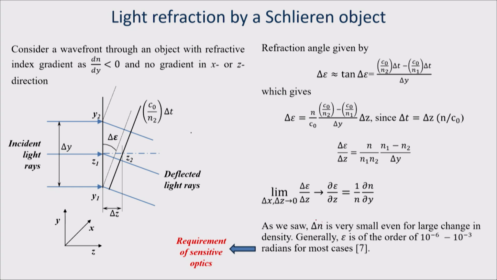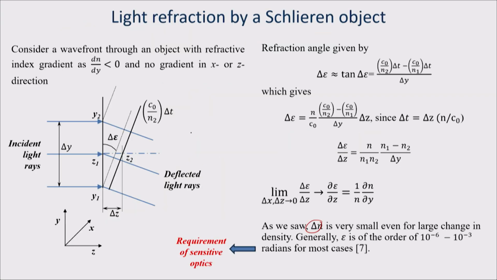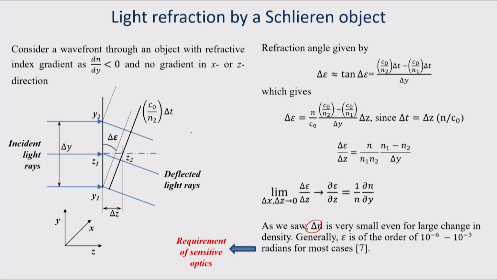As we saw, delta n is very small. Even a large change in the density generally will have a very small change in the epsilon value, that is, the angle values. So we need to capture that, and whatever method we use, we need to capture this.